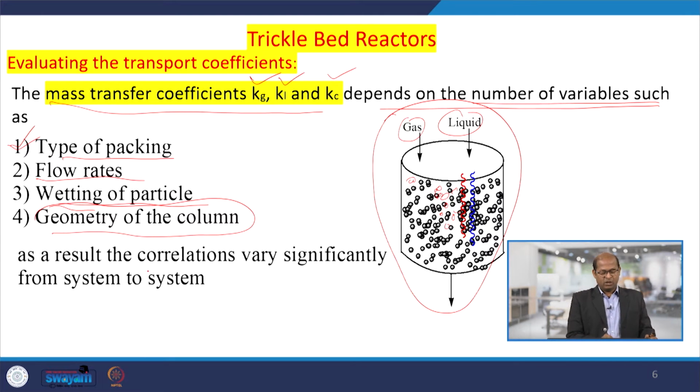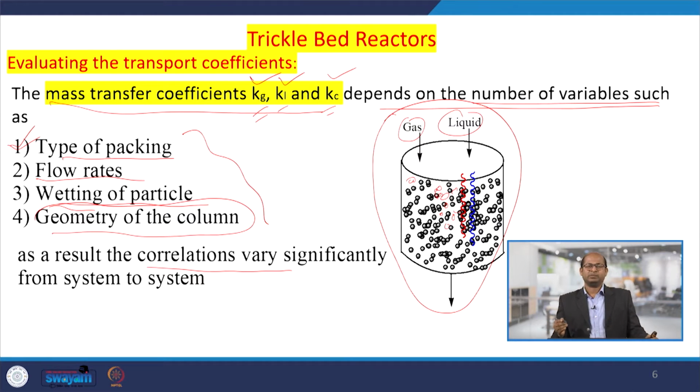Therefore, the correlations vary. The mass transfer coefficients Kg, Kl, Kc that we find differ from system to system, since the components from one reactor to another are not similar. Therefore, the overall results or correlations that come out will also vary from system to system.